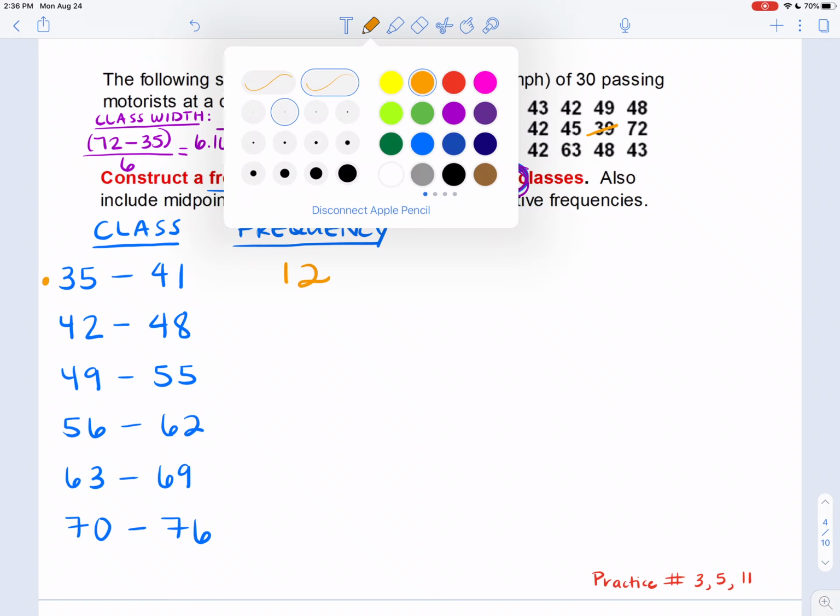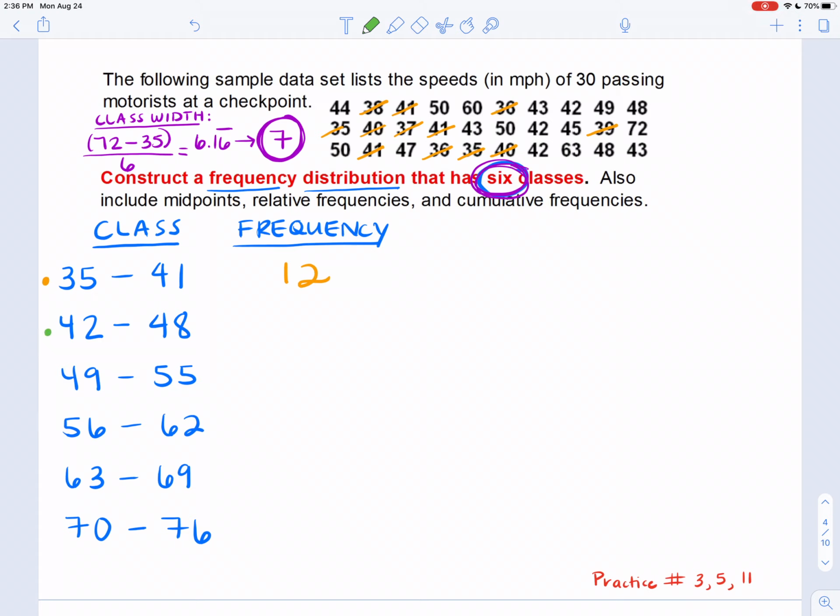All right, so let's go to class 2. I'm going to use my green here. And now I've already marked out the ones in the first class, so I'm just going to look at the remaining, and I'm going to count the ones between 42 and 48. So here's 1, 2, 3, 4, 5, 6, 7, 8, 9, 10, 11. 11 speeds are between 42 and 48 miles per hour, and so that is the frequency of my second class.